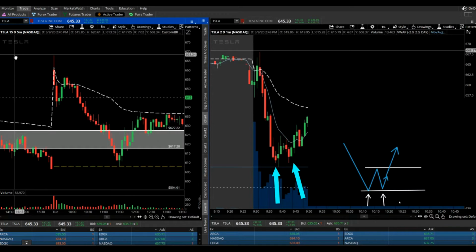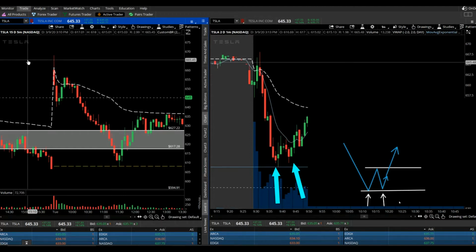I want to provide information that I wish I had when I started trading. So I wanted to break down this Tesla trade today. I actually did not take this. I saw it setting up and I wanted to take it. I was just unable to.